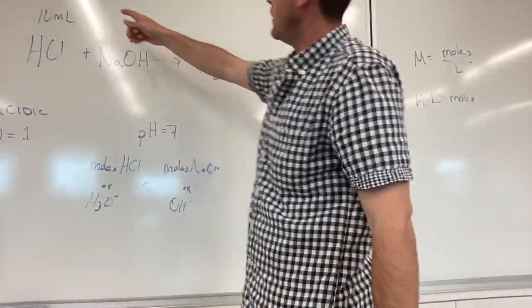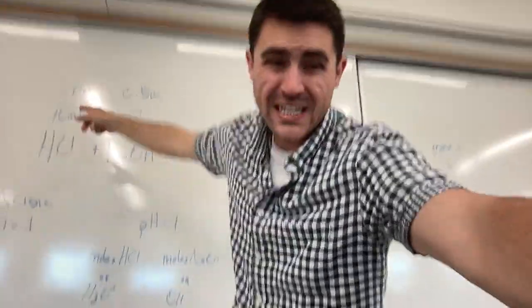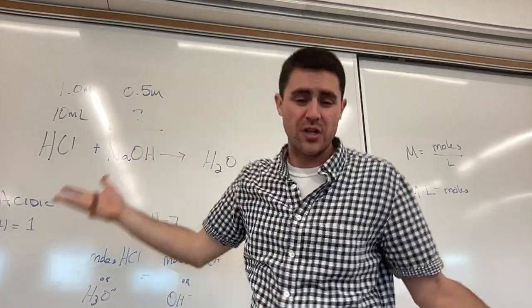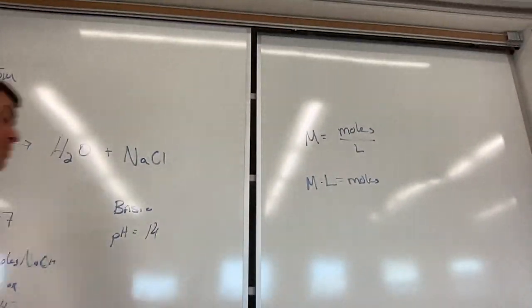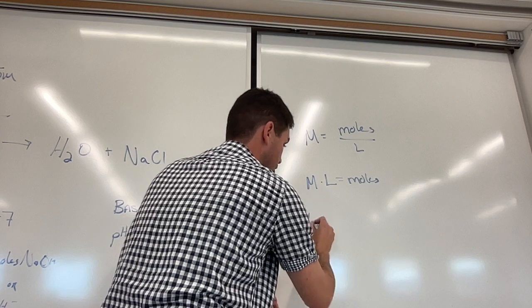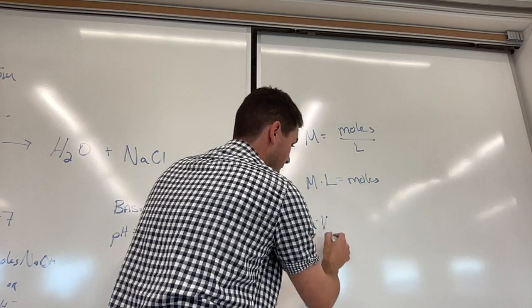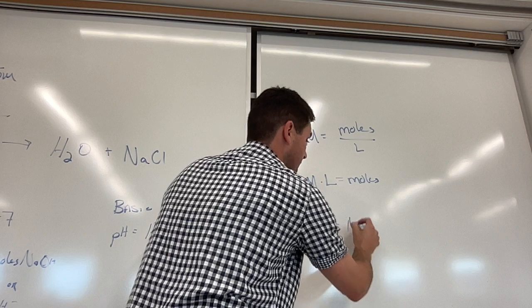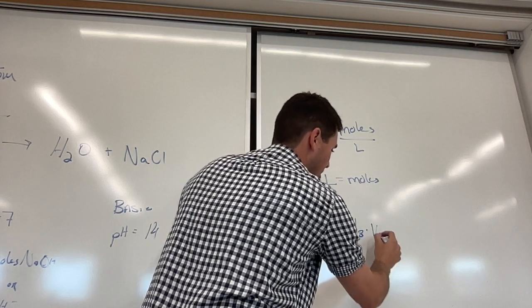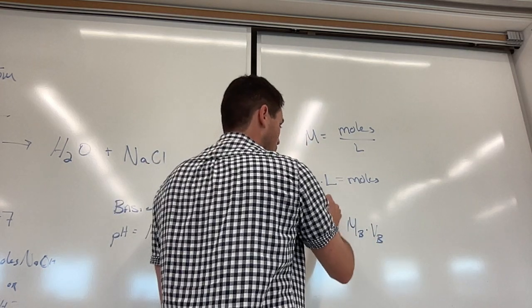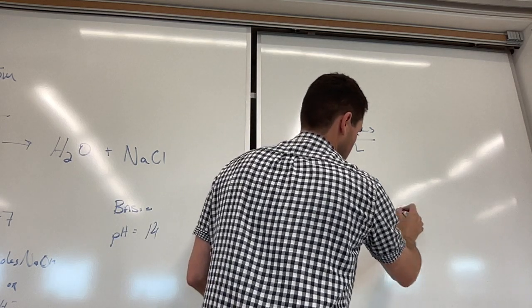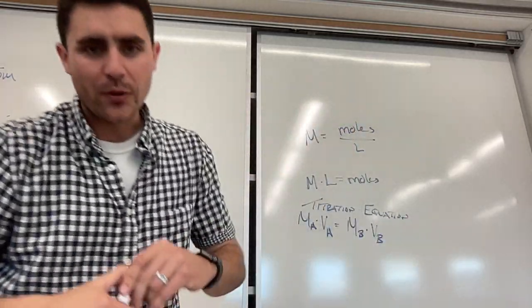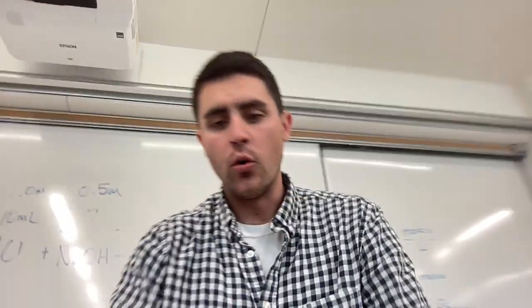So what did we learn? If I have 1 molar HCl and I use 10 milliliters of it, but I have half the concentration of the base, I need 20 milliliters to neutralize it. We're coming up with an equation that says the concentration of the acid multiplied by the volume of the acid should be equal to the concentration of the base times the volume of the base added. We call this equation our titration equation, and it's used to help us identify unknown concentrations.